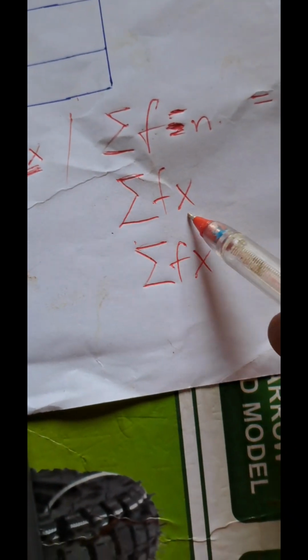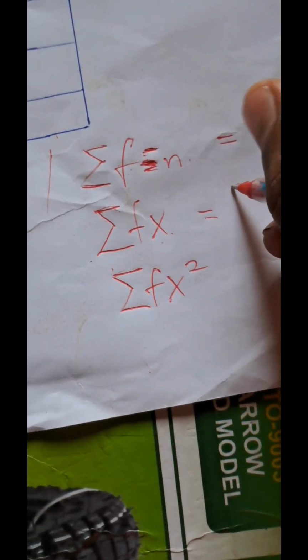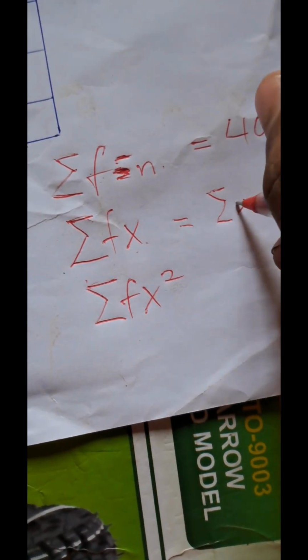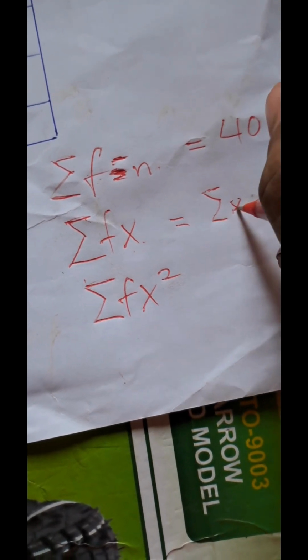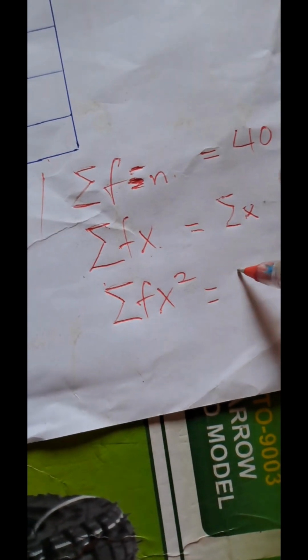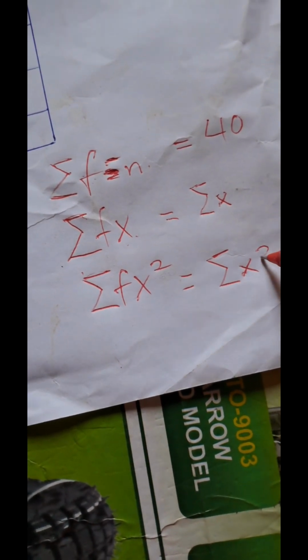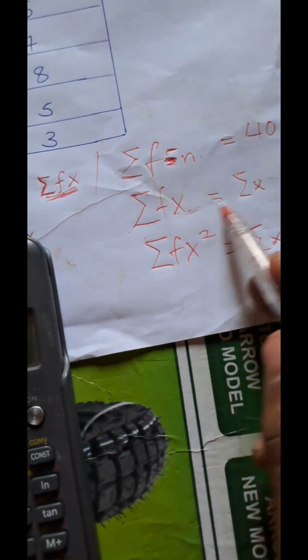Now you're going to again press shift, and you press this one again. If you want summation of x, you press the option which has summation of x. Then if you want summation of fx squared, you press the one which has summation of x squared. Now let us press this first one.